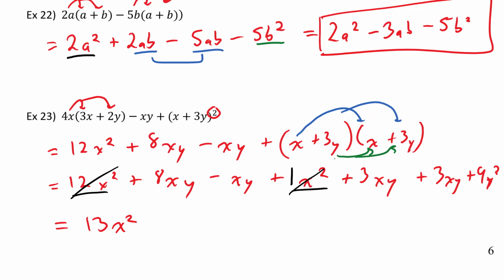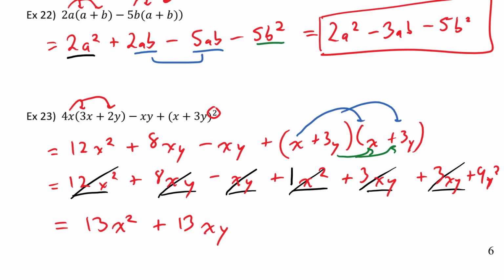Cross those off. xy, xy, xy, xy. So I have 4 like terms here. 8 minus 1 is 7. Plus 3 is 10. Plus 3 is 13. 13xy. And I can cross off all 4 of those.